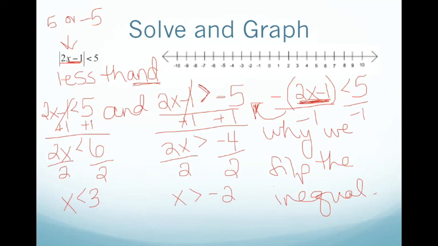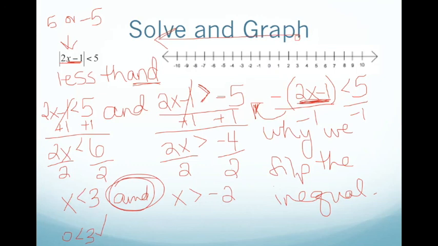And then the key here is that this is an and statement. So remember, for and statements, I'll sketch it up on the graph. I start with x is less than 3. I find 3, no equal to, so it's an open circle. And then it's less than, so I'm going to test 0. Is 0 less than 3? Yes, so it goes towards 0. 0 is part of my solution.